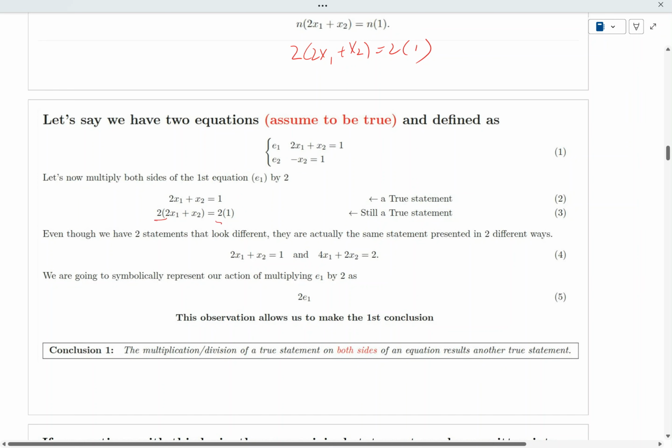So we started from this statement, which was assumed to be true. We ended up with a different statement. So even though the two statements look different, they're actually saying the same thing. They provide the same information. And we're going to symbolically represent this transformation as 2E1, because we took equation 1 and multiplied by 2. So this action of manipulation, we're going to define as 2 times the first equation.